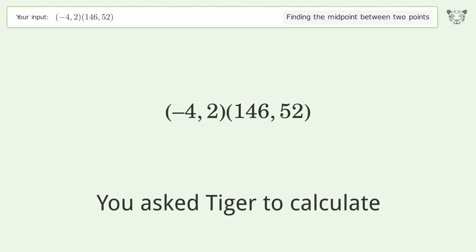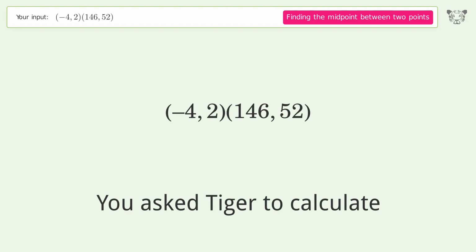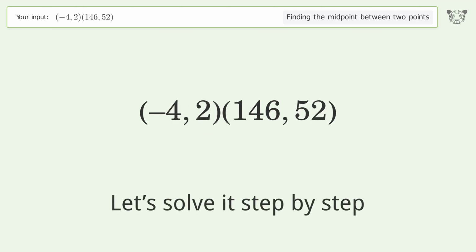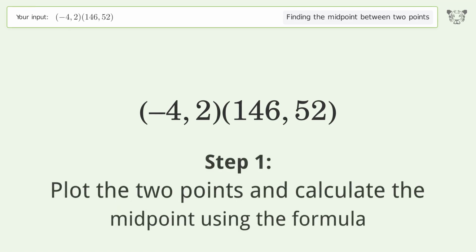You ask Tiger to calculate. This deals with finding the midpoint between 2 points. The midpoint between the 2 points is 71,27. Let's solve it step by step. Plot the 2 points and calculate the midpoint using the formula.